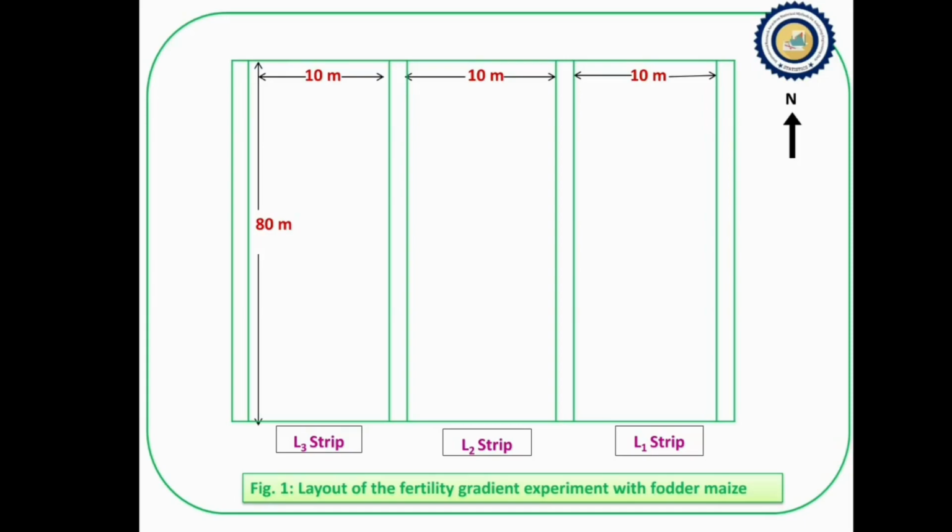Once after putting the layout, we'll add the recommended dose of fertilizers, sow the maize, and the crop will be harvested at 60 days. As maize is one of the exhaustive crops, the variation in the soil fertility gradient will be created.